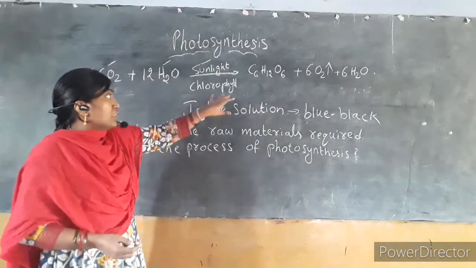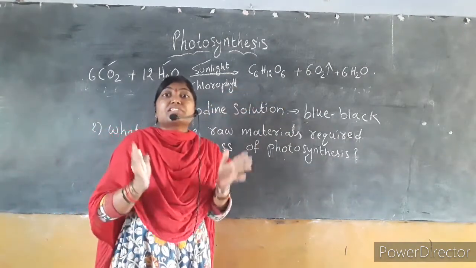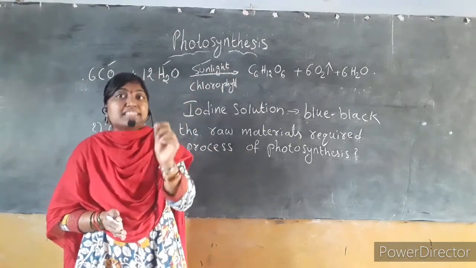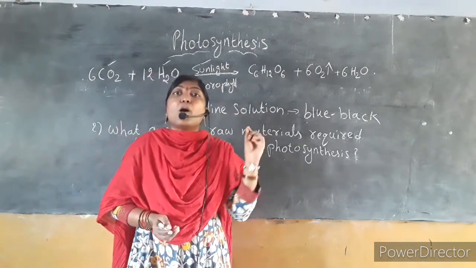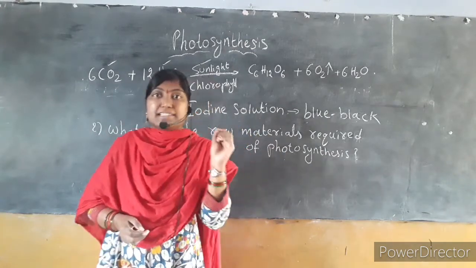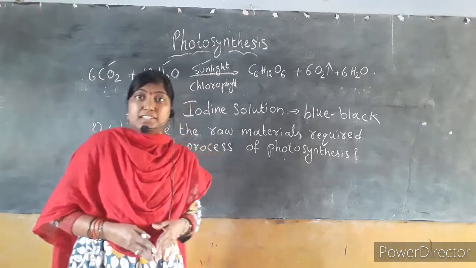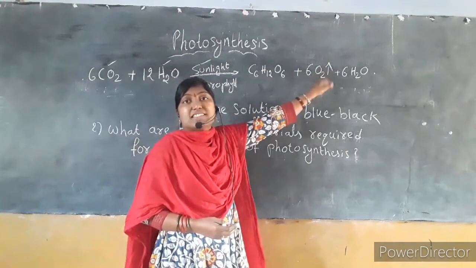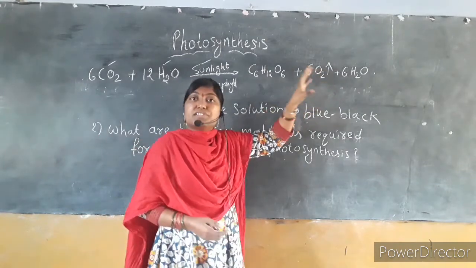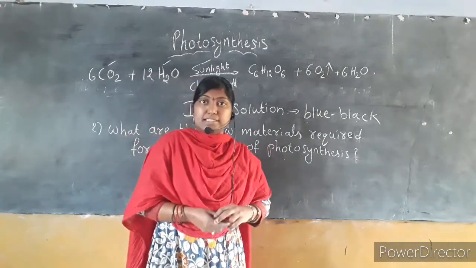Now, based on this equation, again I am going to ask you another question. Which gas is released during the process of photosynthesis? What is the answer? Oxygen. So oxygen is a gas which is released during the process of photosynthesis, isn't it?